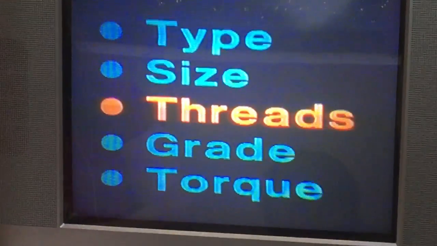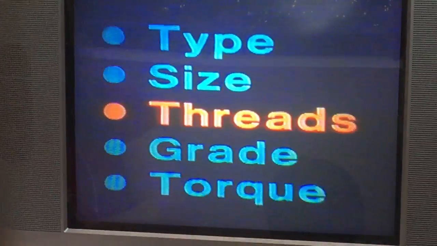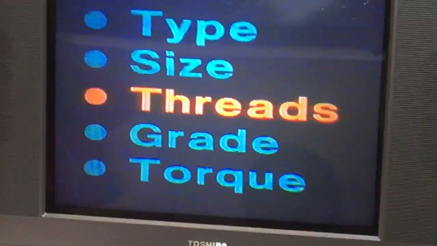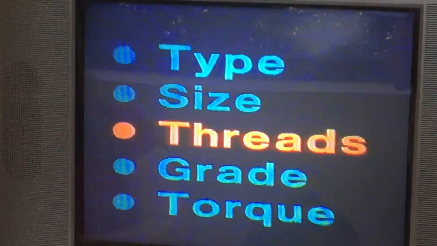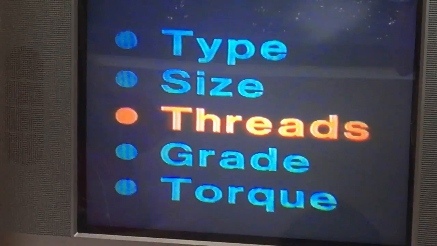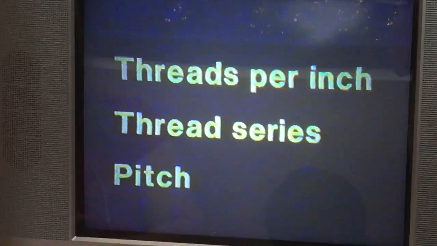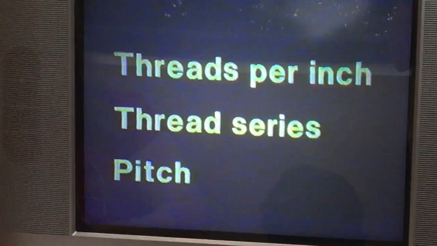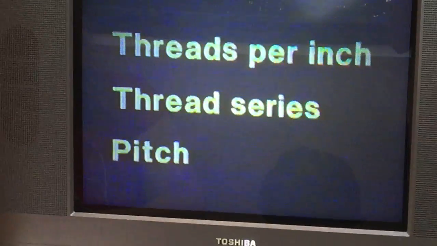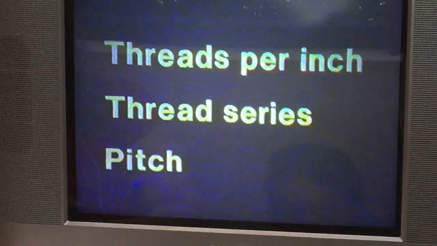Scientific standards. These standards ensure that a threaded fastener made by one manufacturer will match a threaded fastener made by another manufacturer. There are three terms commonly used when describing threads. You should be familiar with them. They are threads per inch, thread series, and pitch.